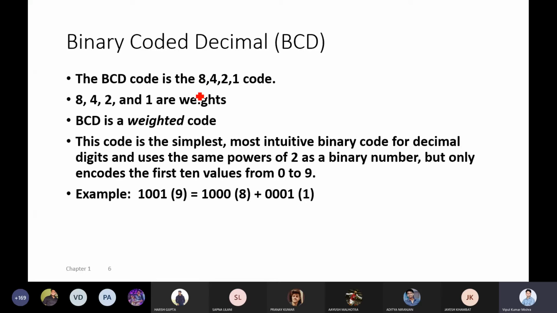Okay. Now, till now we have seen conversion. Conversion from decimal to binary, decimal to hexadecimal, decimal to octal, or binary to decimal, binary to octal, binary to hexadecimal. These conversions we have seen, right? But now here we are talking about coding. Here the code is important. It is not conversion, it is coding, right?